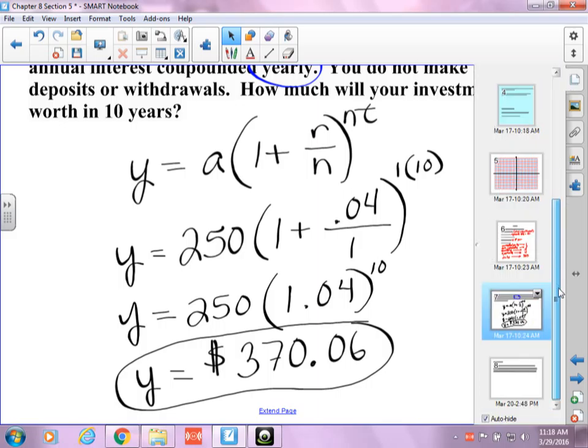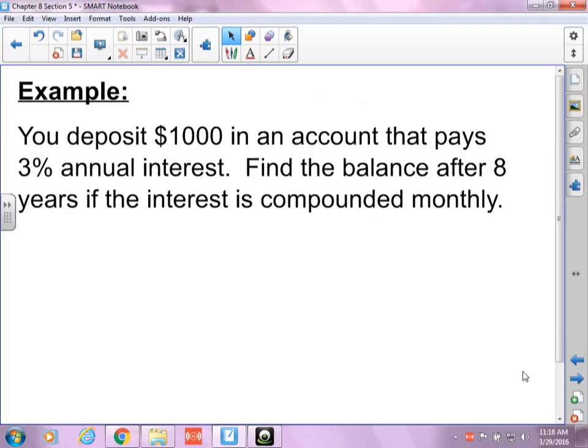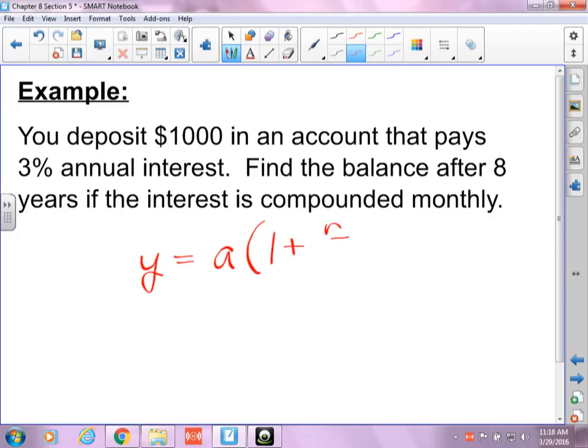Let's take a look at this one. So we're going to read this one. You deposit $1,000 in an account that pays 3% annual interest. Find the balance after 8 years if the interest is compounded monthly. Okay? So I'm going to write my equation again. Always start with your equation. Y equals A parentheses 1 plus R over N to the NT power.